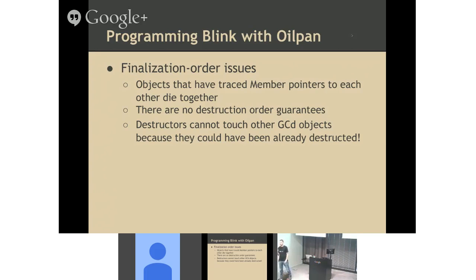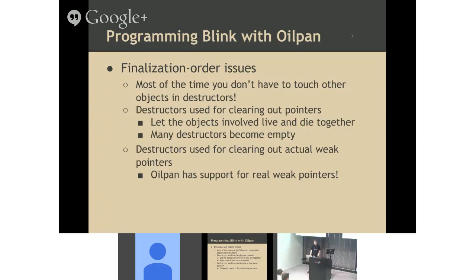So if you have a ref pointer from one object to another, then the first object has to die in order for the ref pointer to be torn down so that the second object can die. So that puts a finalization order on your objects. You don't have that with Oilpan. So objects die in any order if they're in the same group of objects. What that means is that in your destructors, you can no longer touch other garbage collected objects because they could have already been destructed. Okay, and that's a big difference with Oilpan.